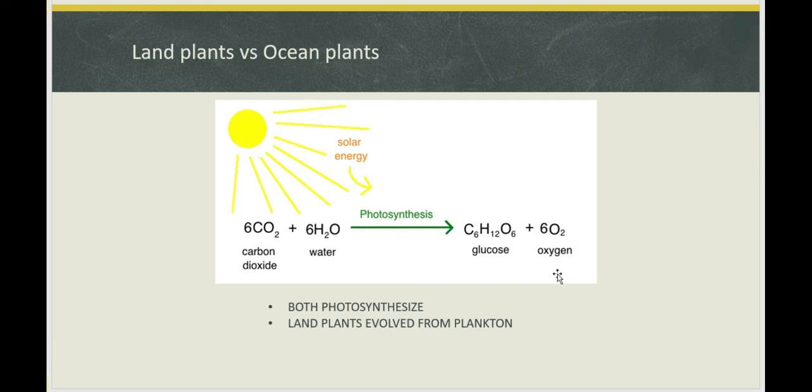All right, so the entire basis of the food chain in the entire world is based on this. With some exceptions, actually. There's some chemosynthesis in really, really extreme habitats, but for most of the world, for 99.999% of the world, photosynthesis is the basis for all living things. All right, you either photosynthesize, or you eat something that photosynthesizes, or you eat something that eats something that photosynthesizes. One important thing to realize is that land plants evolved from the plankton, from phytoplankton.